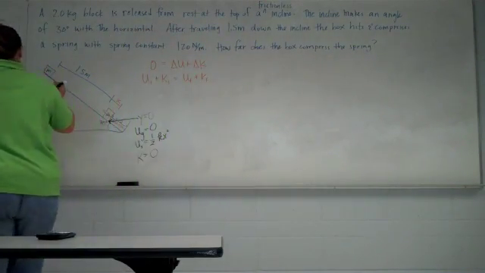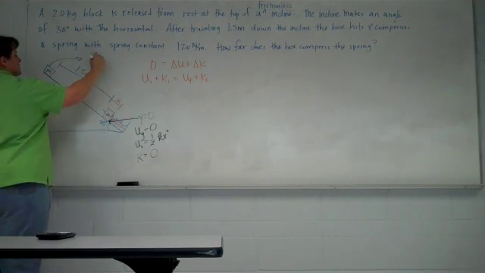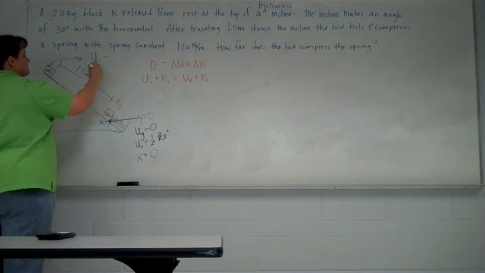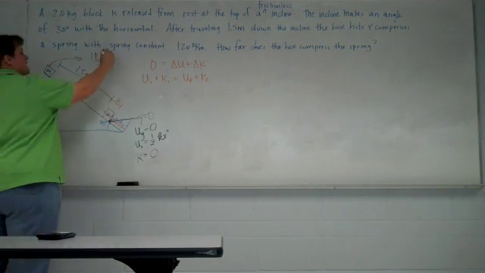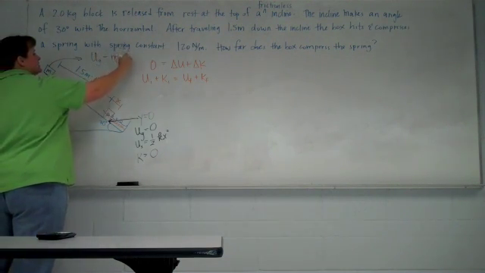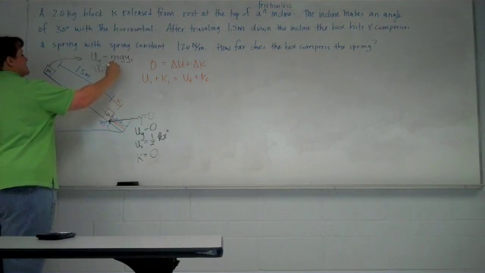Okay. Initially, up here, because we're not at y equals 0, there will be gravitational potential energy. So there will be an mgy initial. What about the spring? When the mass is sitting at the top of the incline, will the spring be storing any energy? No. So the elastic potential energy is 0.